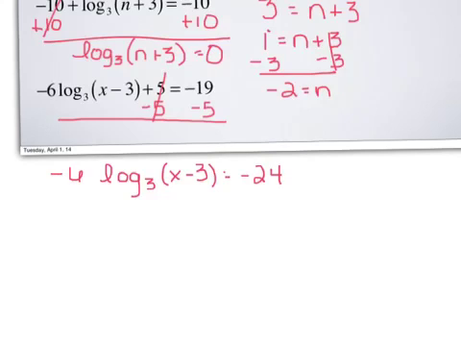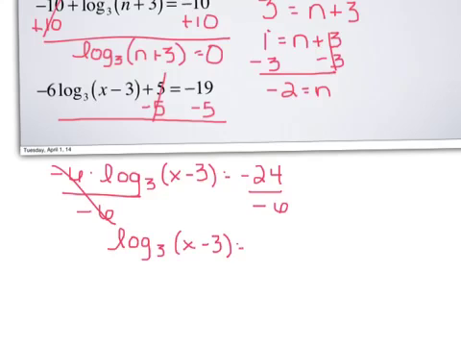What else do you want to do? Get rid of the negative 6. How do you want to do it? This is negative 6 times log 3, so I would divide to get rid of it. And so now I have log base 3 of x minus 3 equals positive 4. And once again, I'm at a point where I have log equals a number. So what do you want to do from here? Okay, so I would go 3 to the power of 4 equals x minus 3.